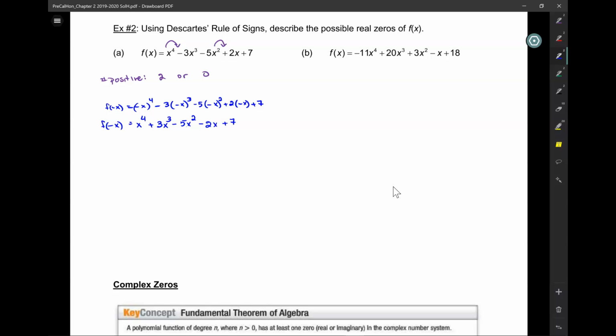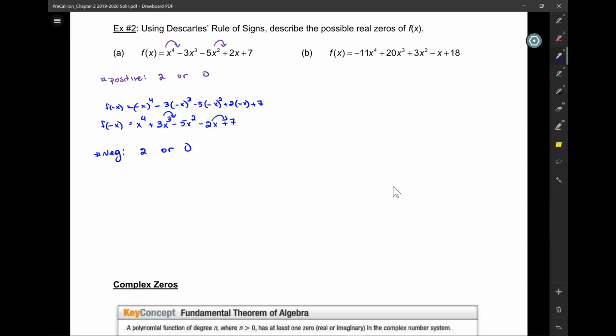Now we're going to do the same thing. Go down this row and see how many variations of sign there are. The first coefficient is positive, positive. Ooh, here it changes to negative, negative, negative, and then here it changes to positive. Okay, so number of negative ones then is again 2 or 0.